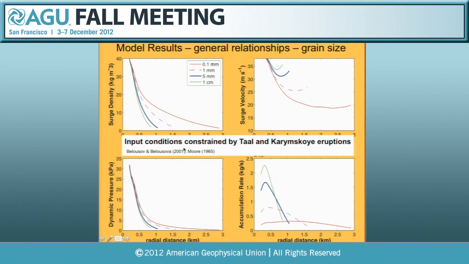So these input conditions are constrained by some detailed data published about the Taal 1965 eruption, as well as the Karymsky Lake eruption that you saw, that's published in Belousov and Belousova.